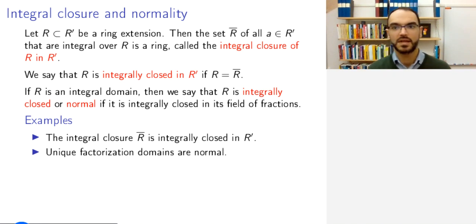Second, unique factorization domains are normal. The proof is exactly as when we showed that any rational number that is integral over the integers is an integer. What we used there was just properties of unique factorization domains. And so any unique factorization domain is integrally closed in its field of fractions.